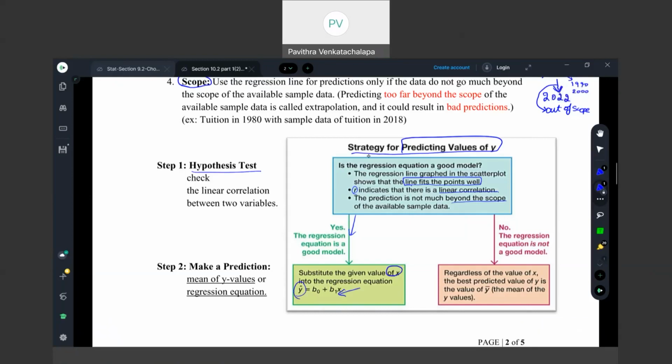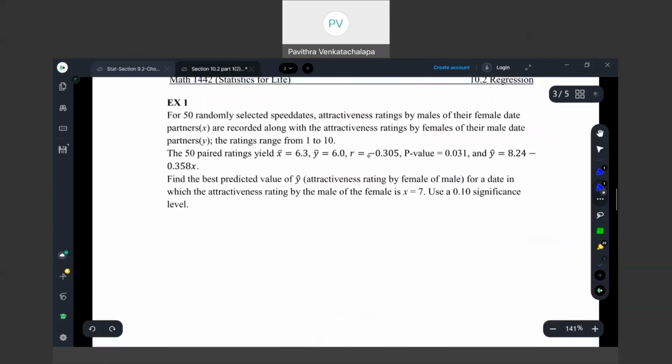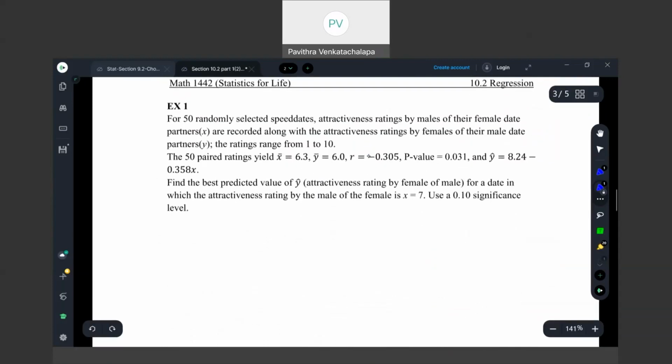And now let's say it is not a good model. So you will say no, the regression equation is not a good model. So what do you do? Regardless of the value given in your problem, you're not going to substitute anything here. What you are supposed to do is consider the best value of y as the predicted value. When I say the best value, that means the mean of y will act as your y cap, or y bar. Okay, so we have example one here, and we will see how to do this.